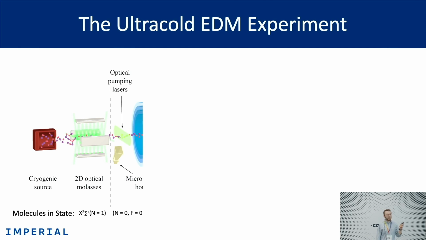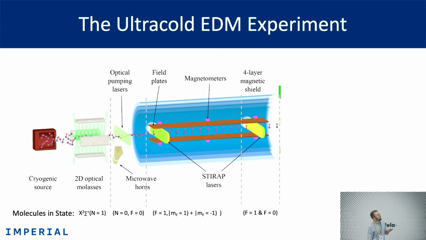We then optically pump our molecules into the rotational ground state and the ground hyperfine state. And then they enter this interaction region, which is the heart of the experiment, where we have very well-controlled magnetic fields and very well-controlled electric fields. We use a state preparation stirrup. The molecules can pass through these beams and adiabatically transfer themselves into the first hyperfine state.